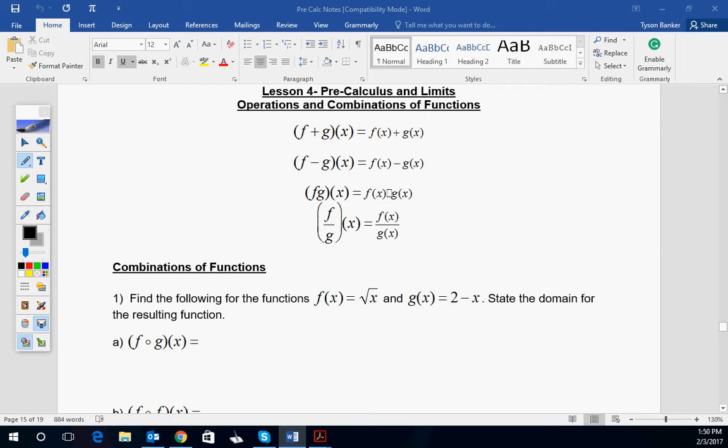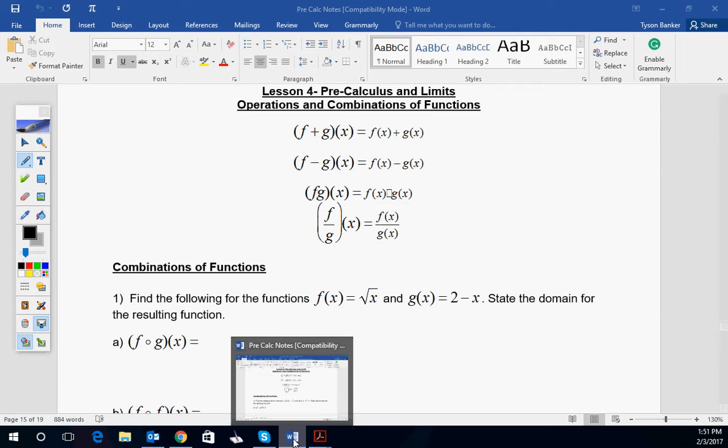Lesson 4 is operations and combinations of functions. So just remember your f of g, your g of f, which way means which, like which one you do with which. Just going through that review. It's only one page of notes today, so it should be quick.